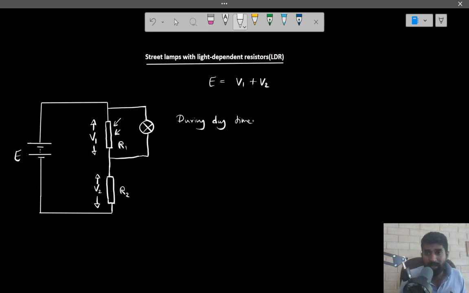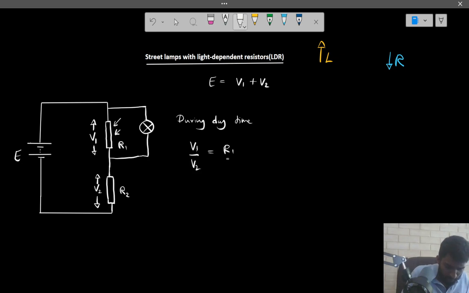you get enough light. So R1 is very small. As I told you, if I recall the function of an LDR, when the light intensity increases, the resistance decreases. That is the function of an LDR. During the daytime, you're already familiar with this equation. Here I'm going to write V1 over V2 is equal to R1 over R2.